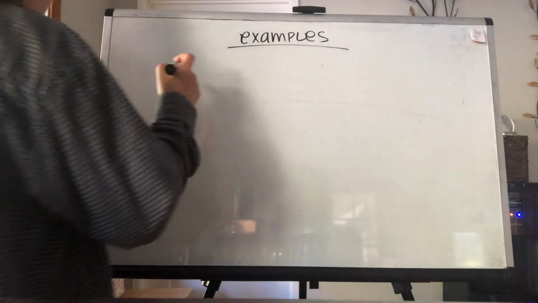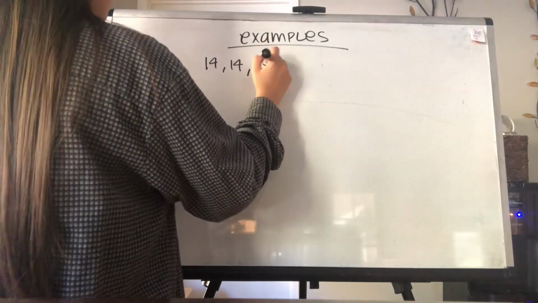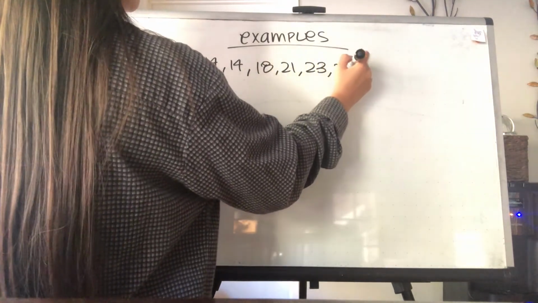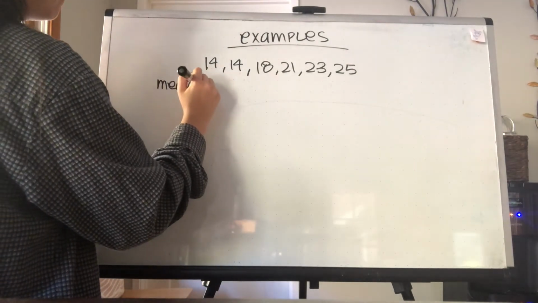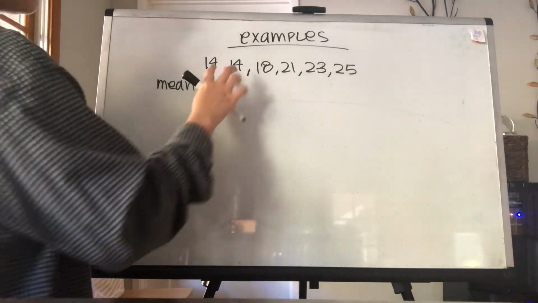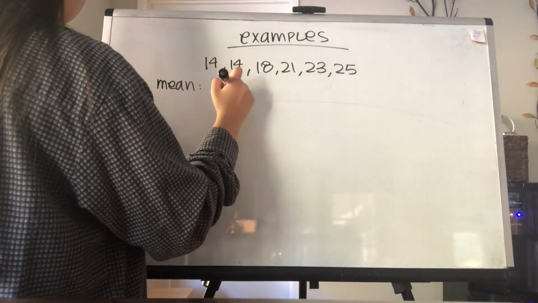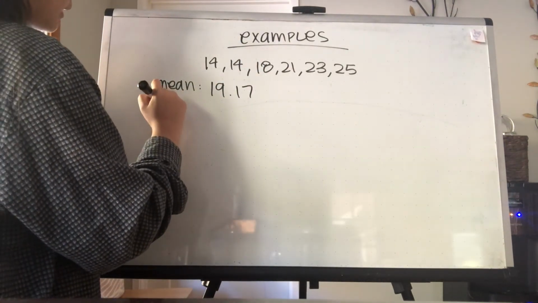For our next example, we have 14, 14, 18, 21, 23, and 25. And so we're going to find the mean. So it's adding all of these up and then dividing it by 6. And so when you do that, you're going to get 19.17.